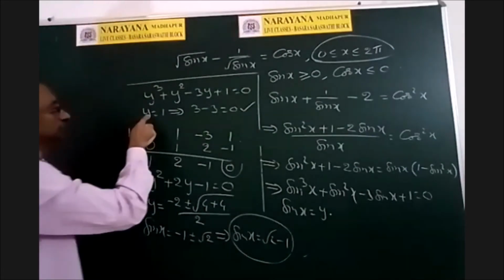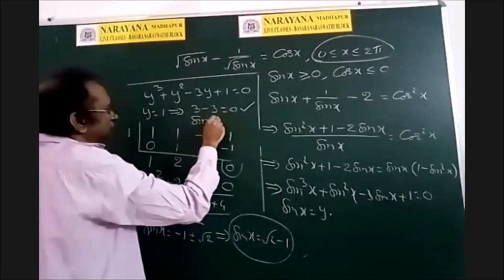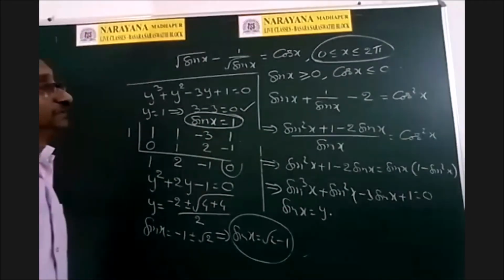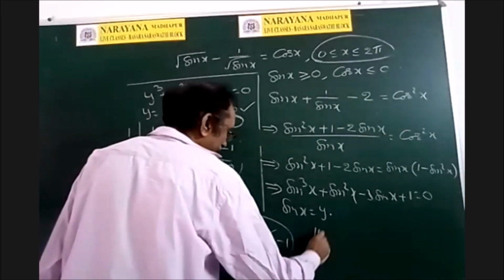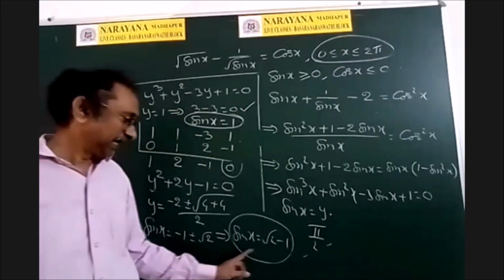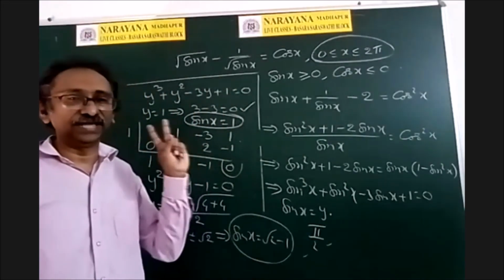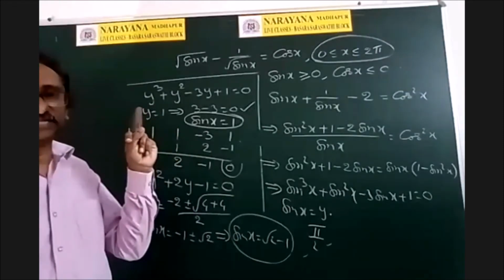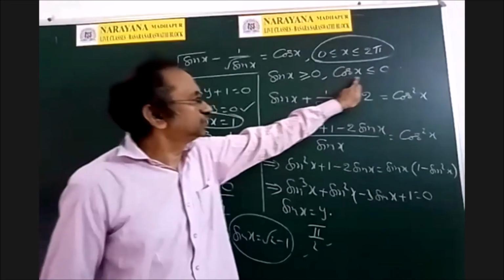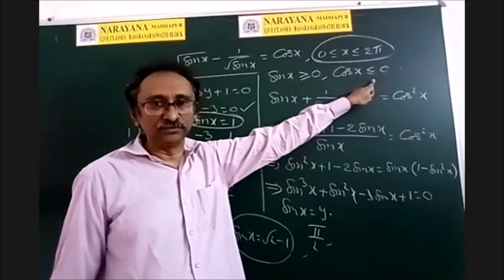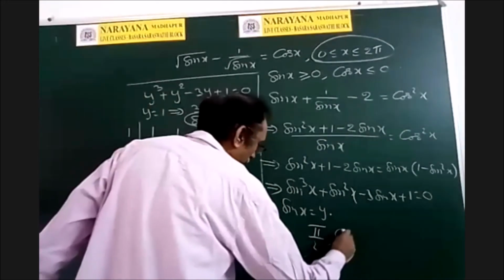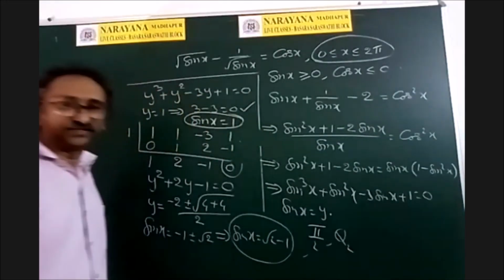Now one solution is y is equal to 1. Y means sin x. Sin x is equal to 1. So there is a solution in between 0 and 2 pi. What is that? Pi by 2. And see, sin x positive actually lies in two quadrants, first quadrant and second quadrant. But in the first quadrant, cos x is positive, but I need cos x negative. Therefore, I will get another solution in the second quadrant.